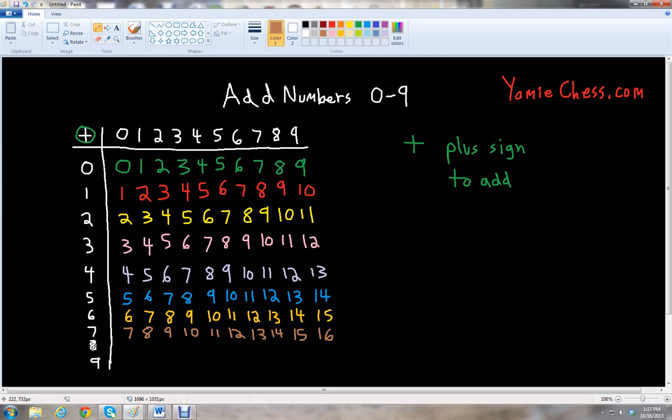Okay, so we only have the two more numbers with 8 and 9 to go. So we have 8 plus 0, that's 8. 8 plus 1 is 9. 8 plus 2 is 10. 8 plus 3 is 11. 8 plus 4, 12. 8 plus 5 is 13.